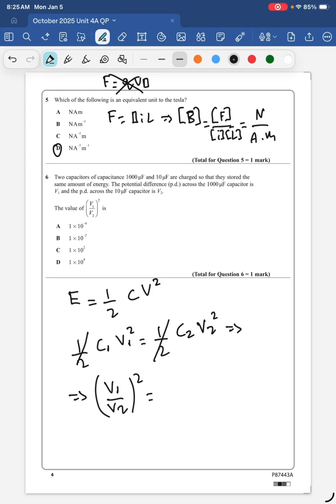So we need to divide and take the square. We need V1 over V2 squared, which is C2 over C1. C2 is 10, C1 is 1000, or in other words, 1 over 100, which is 1%, or B.